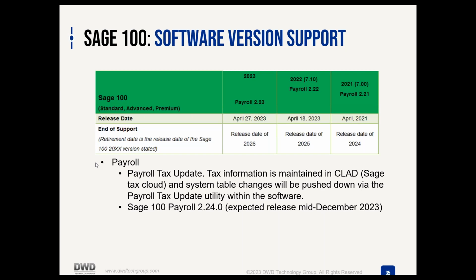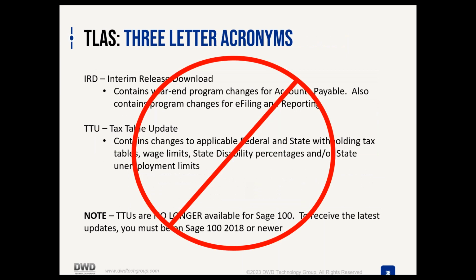Any of our tax table updates get pushed down to us. So you can install tax table updates at any point in time. It is not the process that it used to be. We talked about earlier, and I'm going to repeat it again here, the three-letter acronyms: the interim release download, which was the biggie for doing the 1099s, and then the tax table updates. We don't need either of these anymore. In fact, Sage does not offer them to us anymore.